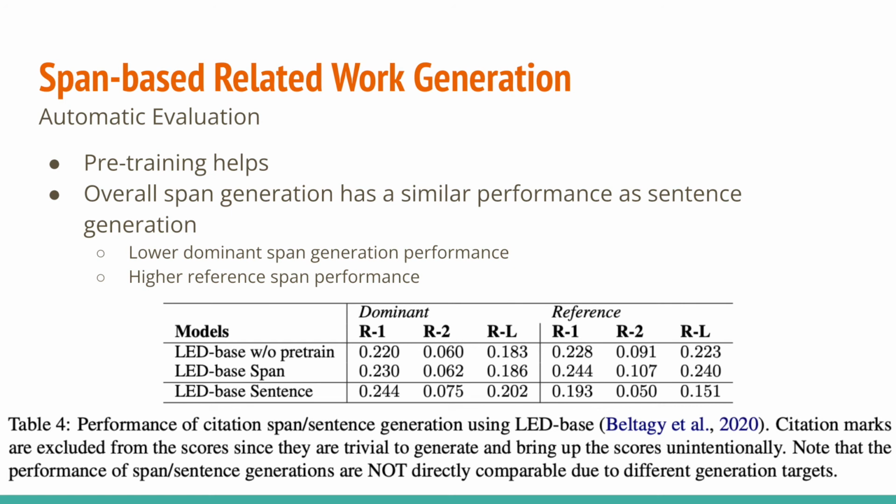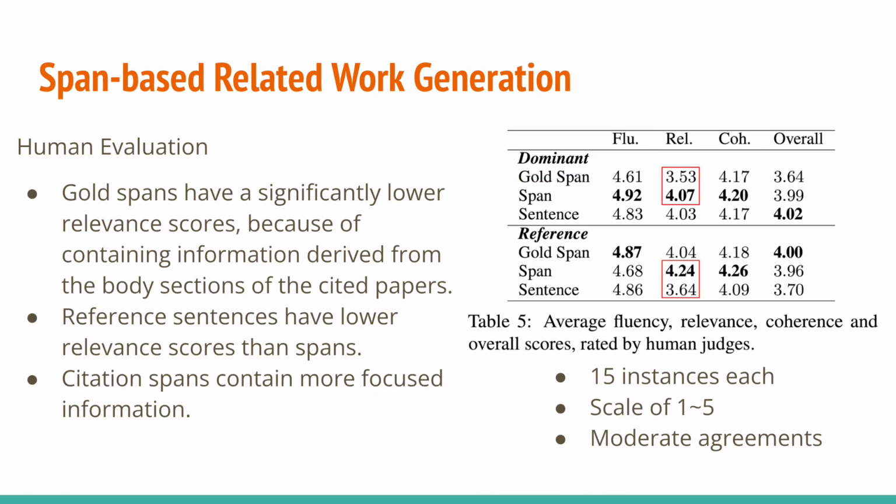The automatic evaluation results show that overall span generation has a similar performance as sentence generation. Note that the performance of span and sentence generations are not directly comparable due to their different generation targets. According to our human evaluation, gold spans have significantly lower relevance scores because they contain information derived from the body section of the cited papers that neither the model nor the evaluators see. The reference sentences have lower relevance scores than spans, which confirms that citation spans contain more focused information.